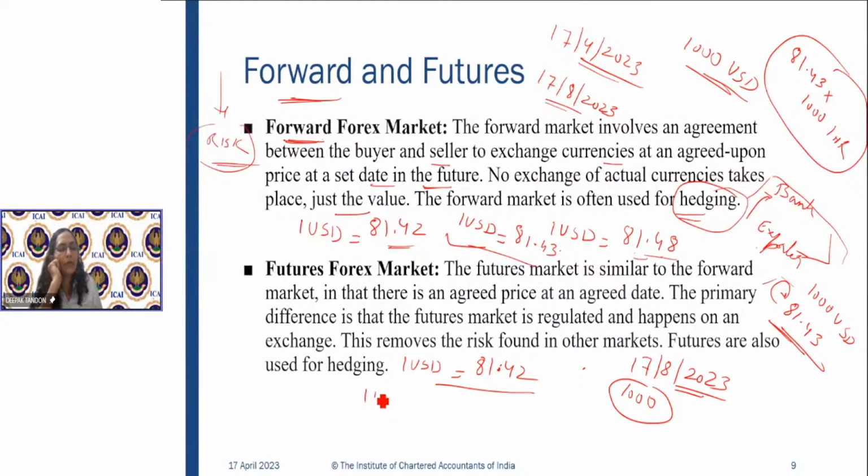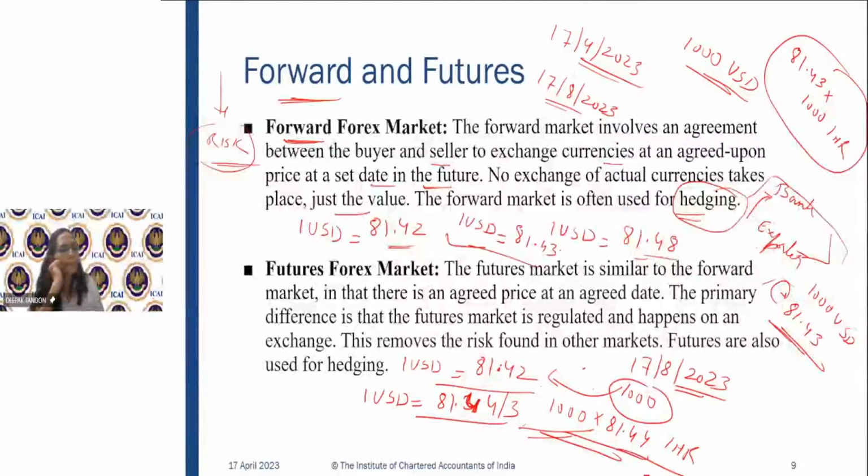The bank will say, I can offer you 1 USD equal to 81.44, let's say, or 43, whatever it is. So the bank offers 44 or 43. Is it acceptable to you? You say yes, it is acceptable to me. Now you have not given $1,000 to the bank, neither has the bank given you INR, but the deal is done. The deal is fixed. On 17th of August, when your client, your importer, will pay you $1,000, this money will get deposited in your bank account. Once it gets deposited in the bank account, the bank will give you 1,000 into 81.44 INR. This is known as forward rate. Is it clear, Sharan?